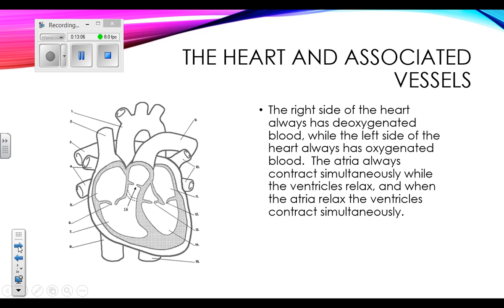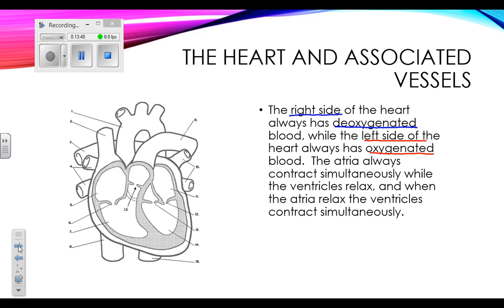So I'm just going to reiterate this. I said this already, this idea about deoxygenated versus oxygenated blood. But just so we're clear, the right side of the heart is deoxygenated. That's the part of the blood that hasn't gone to your lungs yet. The left side of the heart always has oxygenated blood, because that blood has already been to your lungs and picked up some oxygen.